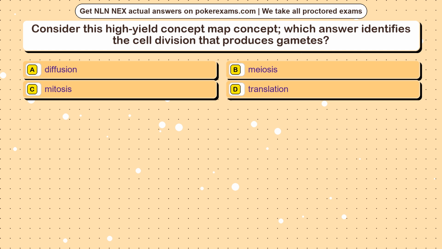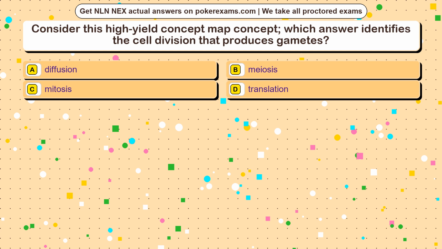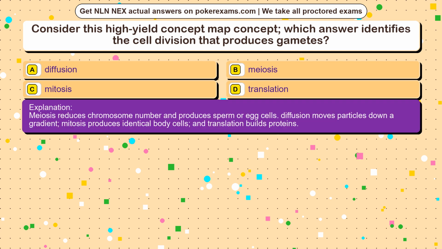Option A, diffusion. Option B, meiosis. Option C, mitosis. Option D, translation. The correct answer is option. Meiosis reduces chromosome number and produces sperm or egg cells. Diffusion moves particles down a gradient, mitosis produces identical body cells, and translation builds proteins.